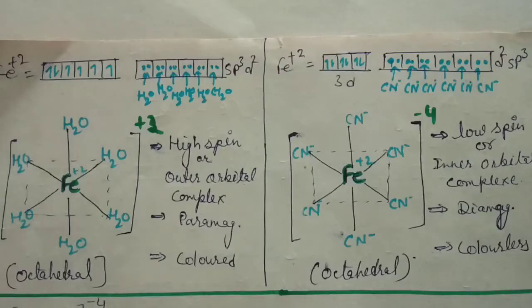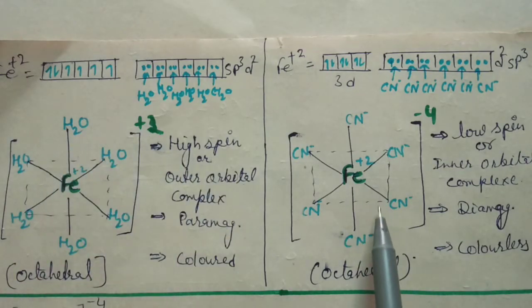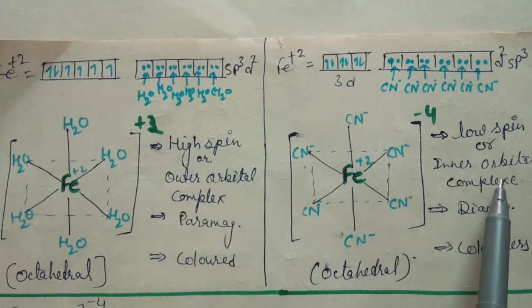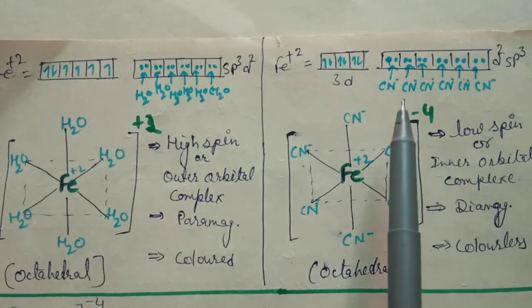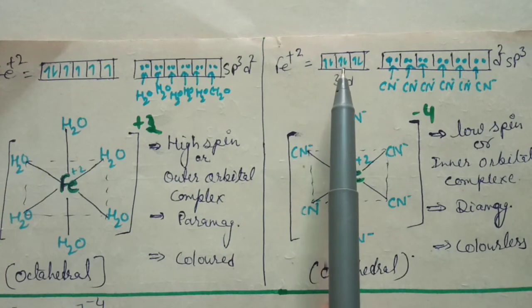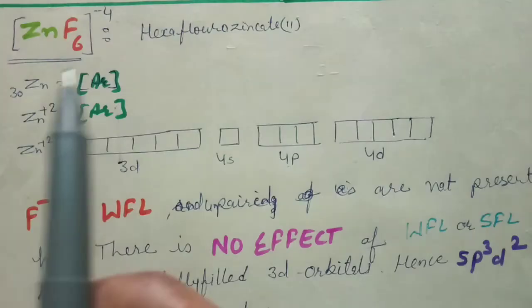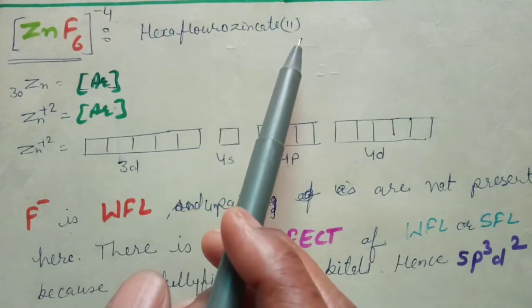See, this is Fe(H2O)6 2+ and this is Fe(CN)6 4-. This is a high spin outer orbital complex, this is an inner orbital complex. This is paramagnetic and colored because of unpaired electrons. This is diamagnetic and colorless because all the electrons are paired. Clear? Now, the next example is ZnF6 4-, meaning hexafluorozincate.